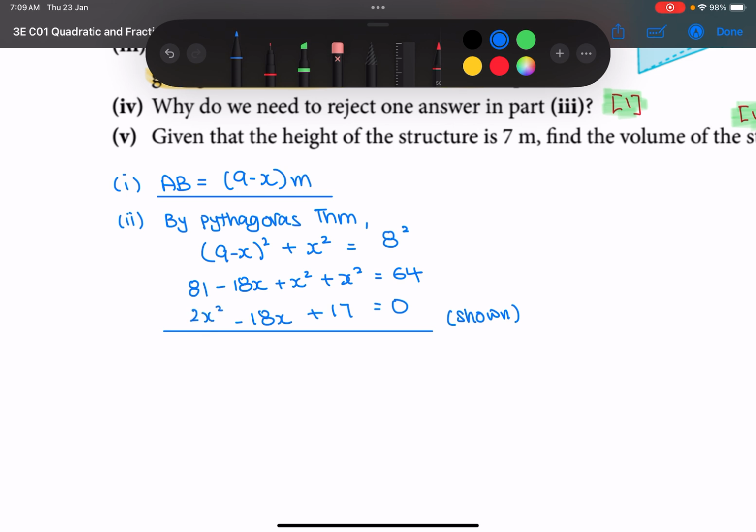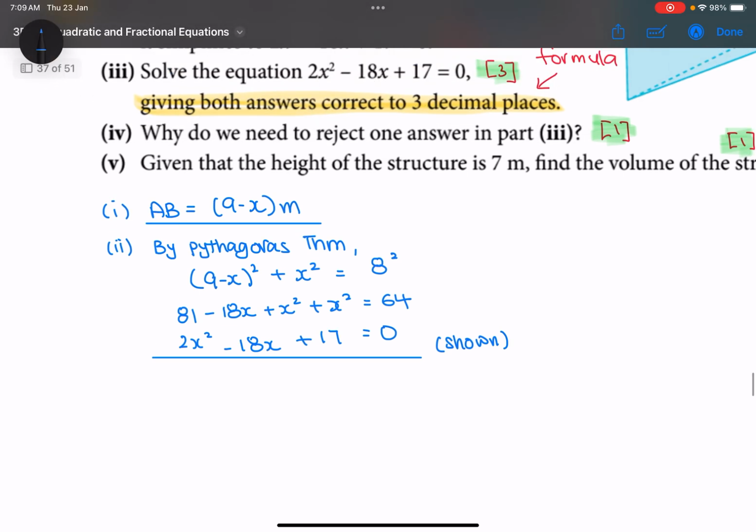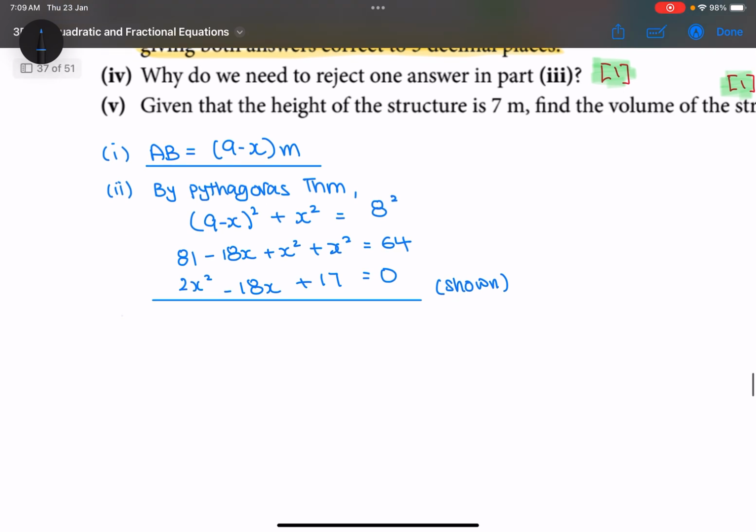I take pride in my work. Write nicely. Okay, next, I'm going to solve the equation. With that line down there, it tells me that I won't be able to factorize. I will just use the formula straight away.